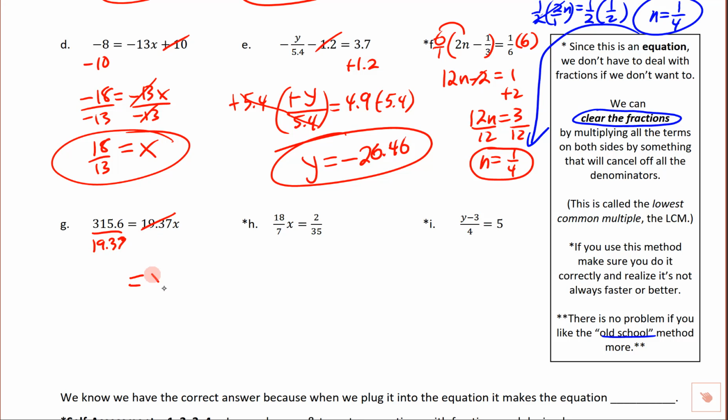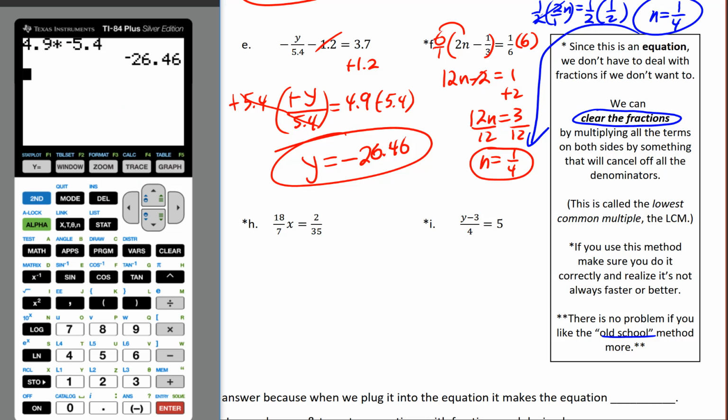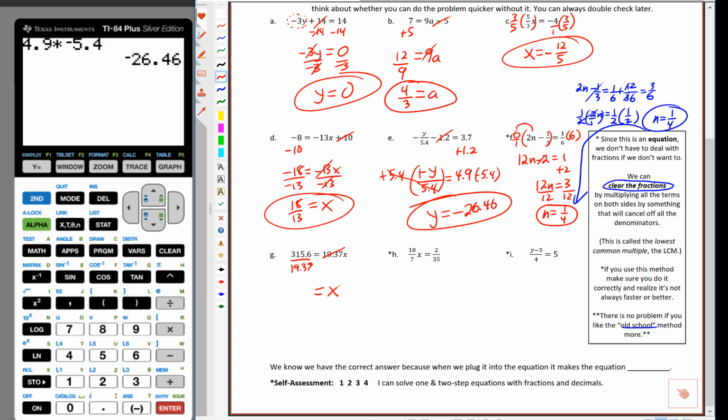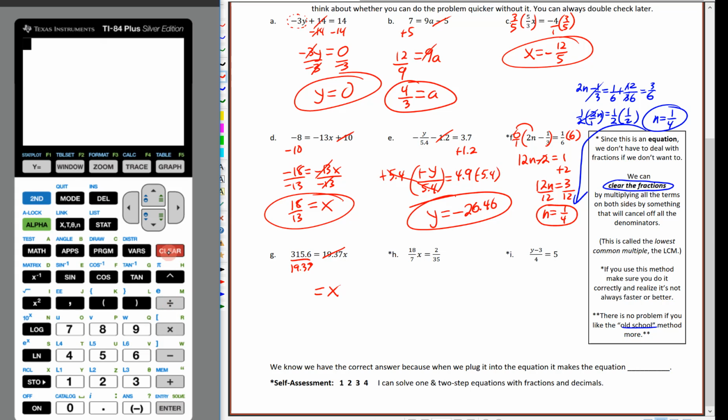So those are going to cancel off. I get x over here, bring up the calculator. Let's see, I'm going to make this smaller for the rest of this because I know we've got a couple we're going to have to use the calculator on. Let's see, so I've got, clear this off, 315.6, and we're going to divide that by 19.37. Again, double check, make sure I typed it in the calculator the right way.